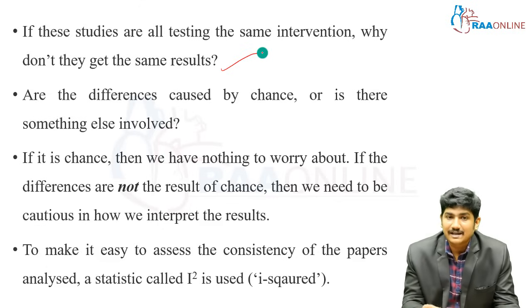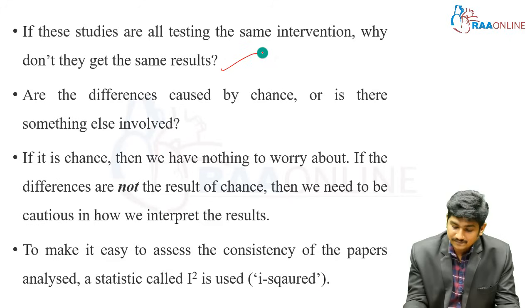Why is it like that? So my question is, are the differences caused only by chance, or is there something else involved? Is there any bias involved in that? If it's just by chance, it's okay. But if there is bias involved, we need to be very careful, right? If it's by chance, then we have nothing to worry about. If the differences are not the result of chance, then we need to be conscious in how we interpret the results. To make it easy to assess the consistency of the papers analyzed, a statistic called I-square is used.